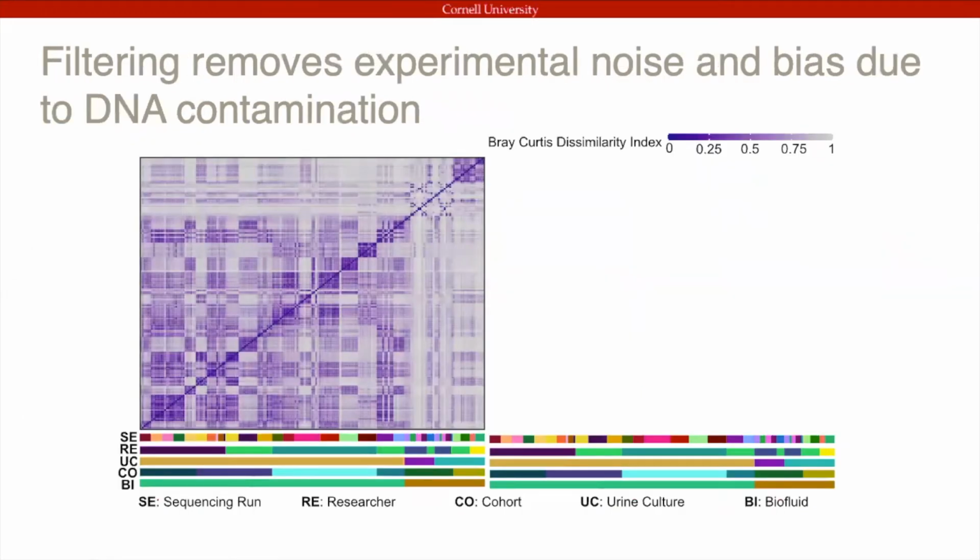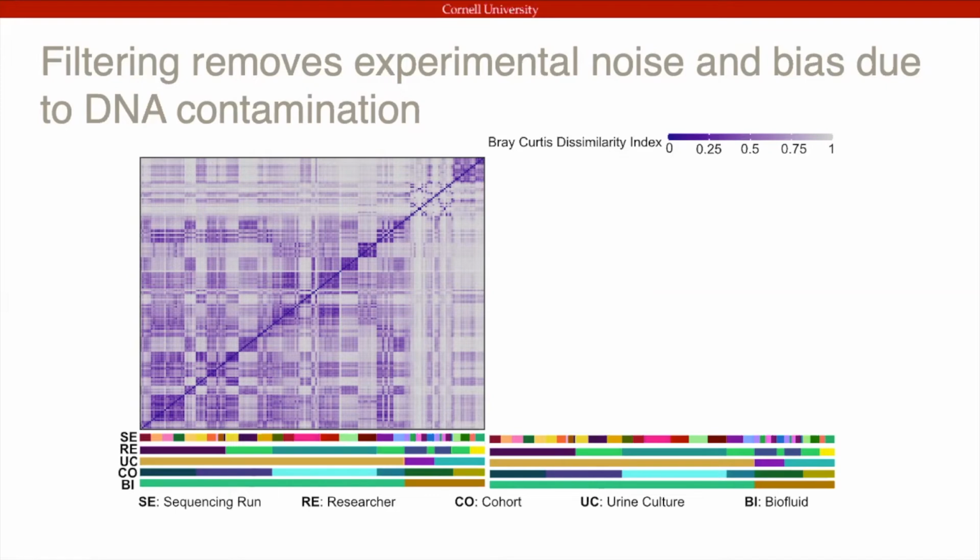We also wanted to evaluate how well cfSeq works in removing batch effects. To do this, we calculated the Bray-Curtis dissimilarity index for all of our samples. An index value of 0 indicates that 2 samples are highly similar, and 1 indicates that 2 samples are highly dissimilar. We grouped all our samples by the sequencing run, by the operator, by the cohort, whether or not it had a urine culture, and the biofluid.